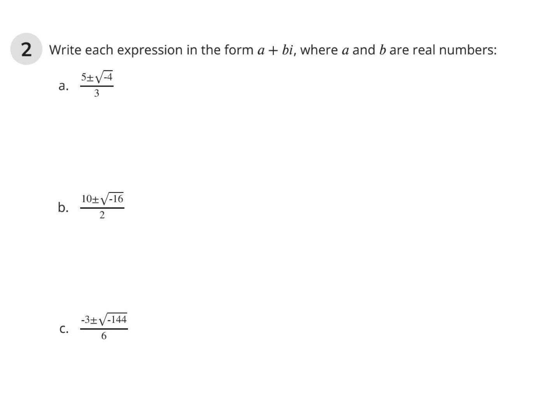Okay, let's look at number 2. Write each expression in the form a plus bi, where a and b are real numbers. So when we look at a negative under an even root, we separate negative 1 times the number, which gives us 2i. So this is 5 over 3 plus or minus 2i over 3.